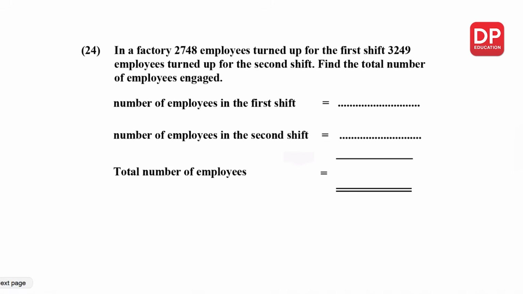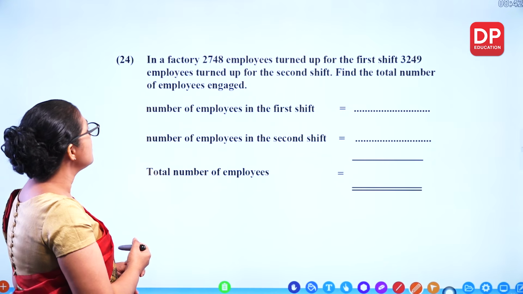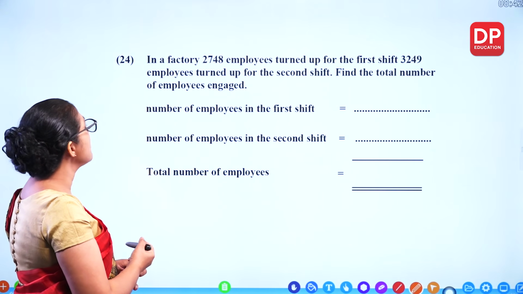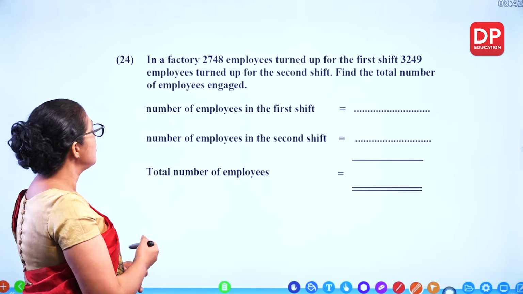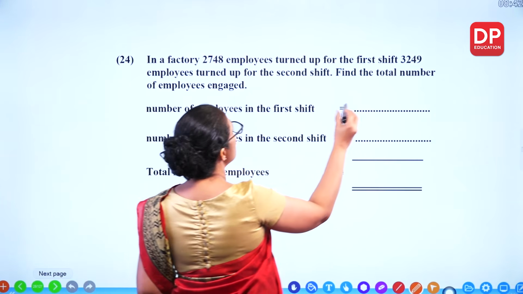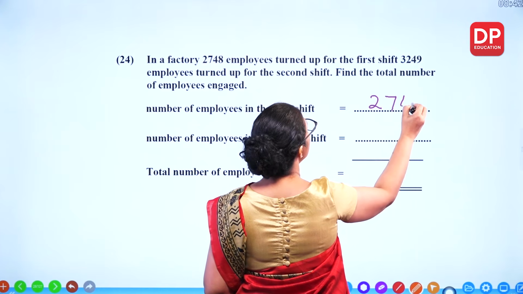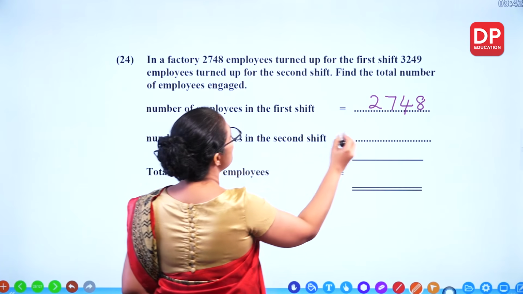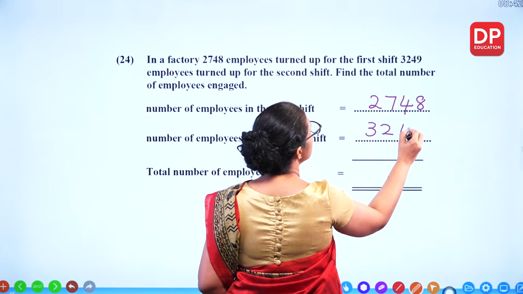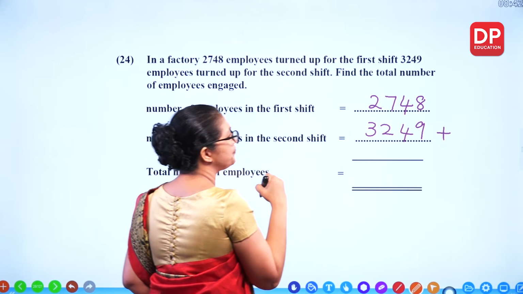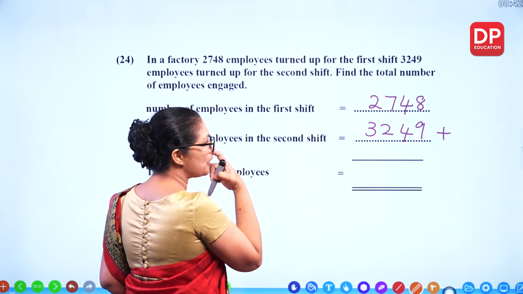In a factory, 2,748 employees turned up for the first shift. 3,249 employees turned up for the second shift. Find the total number of employees engaged. So, first shift, how many employees? 2,748. Second shift, how many employees? 3,249. Total means you need to add these two. So find out the total.